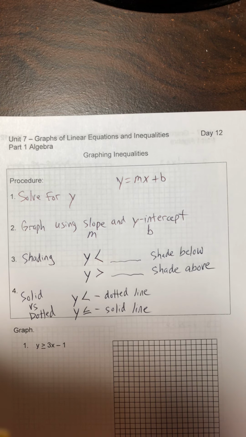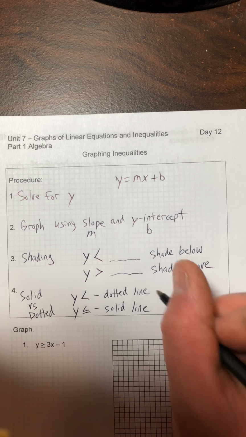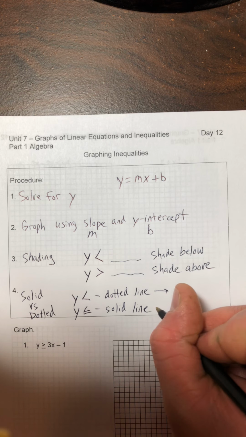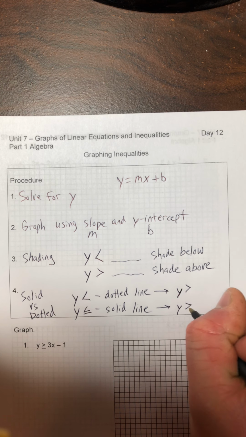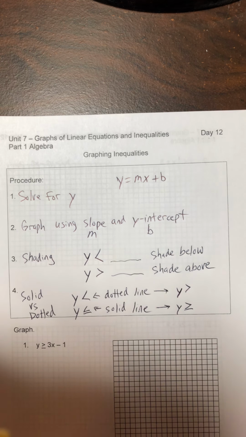Same idea if it's greater than. If it's y is greater than something, it's also dotted. If it's y is greater than or equal to, it's solid. All right. Let's try a couple examples.